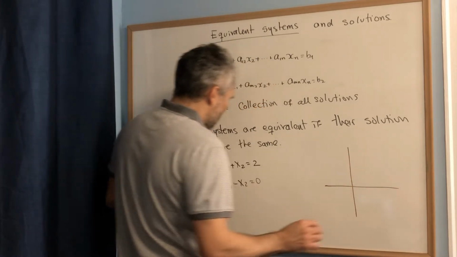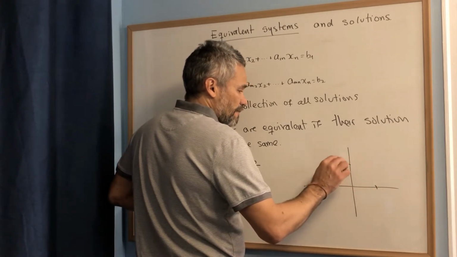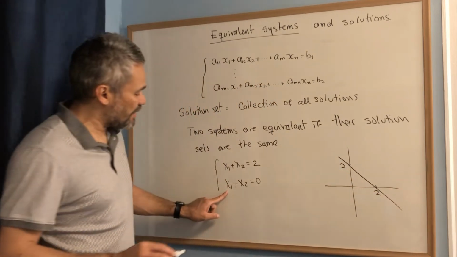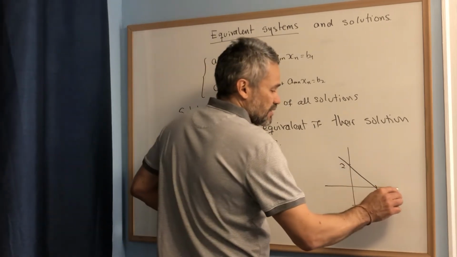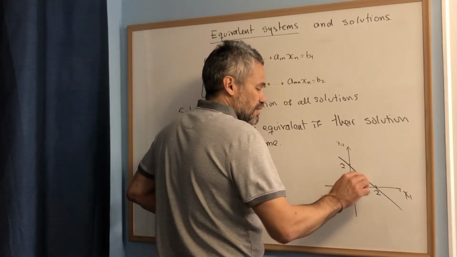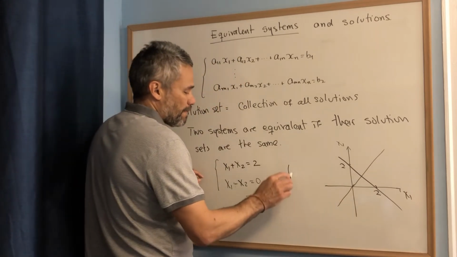Geometrically, the line x1 plus x2 equal 2 is this line. This is 2 and this is 2. And this is the line x1 equal x2. This is the x1 axis, x2 axis. Then here we know that the only solution is the point 1, 1.